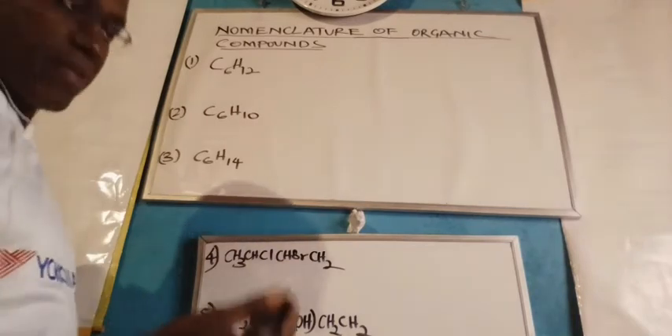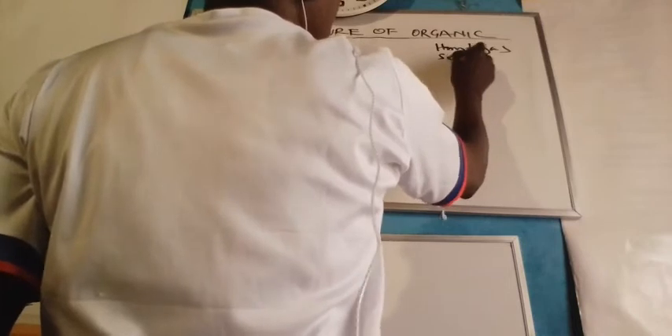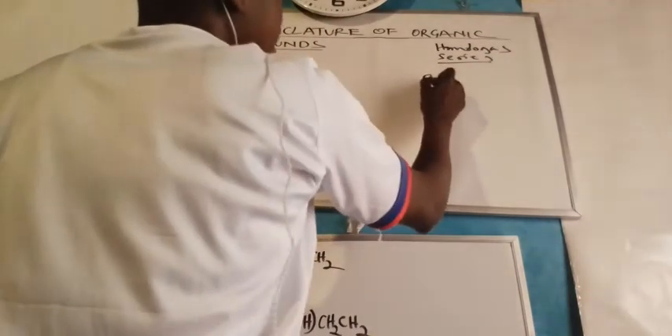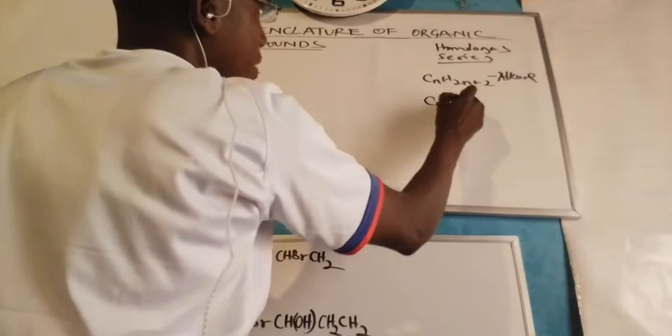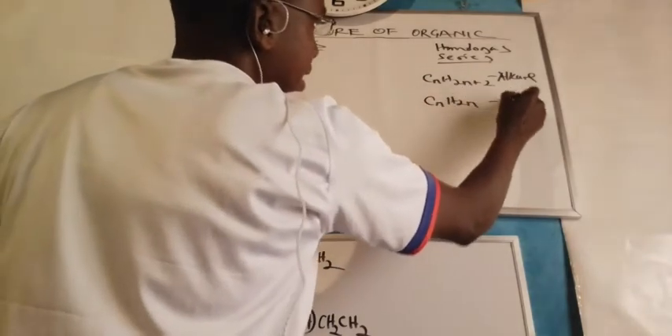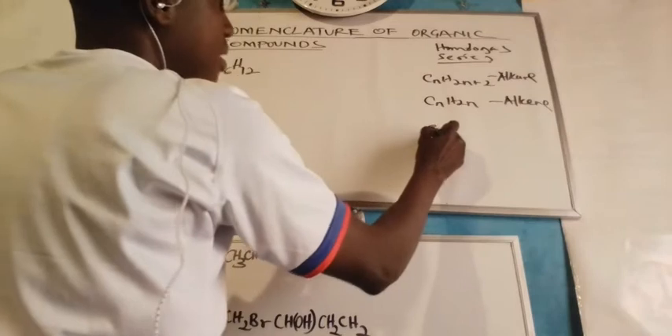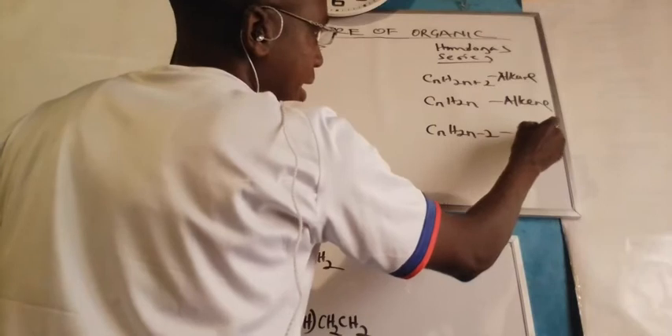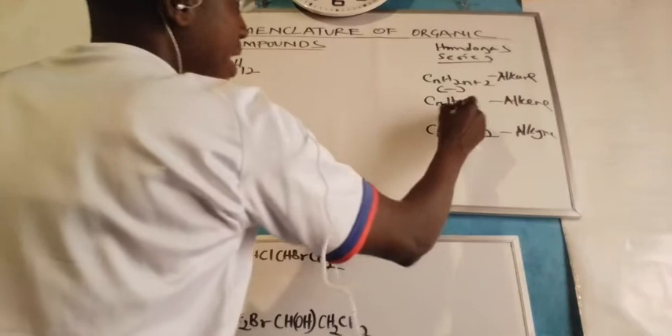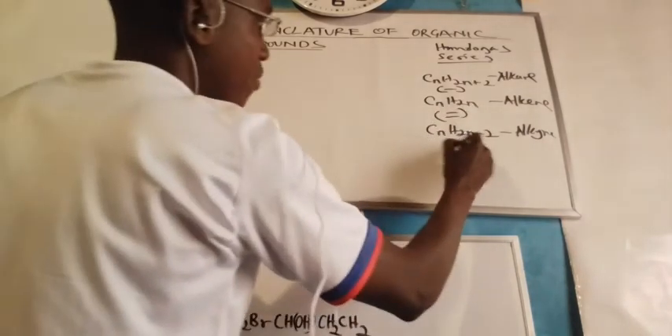And I would want maybe just to say that the core families or homologous series include CnH2n+2, which represents alkanes. Then we have CnH2n, which represents alkenes. Then we have CnH2n-2, which represents alkynes. Now, alkanes are single bond, alkenes are double bond hydrocarbons, and alkynes are triple bond.